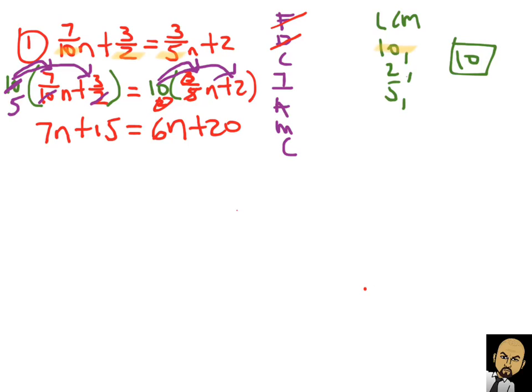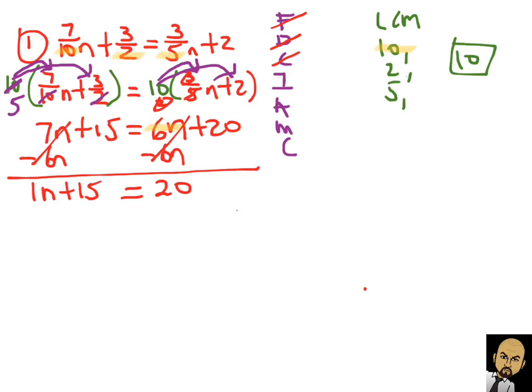We don't have that. Collect like terms on each side. Nope, we can't do that because we have a variable term and a constant term on both sides, and you can't add things that are not alike. Now let's isolate the variable term. We want to undo positive 6n. How do we undo positive 6n? By subtracting 6n from both sides. And so we end up with 20, and on the other side, we end up with 1n plus 15.